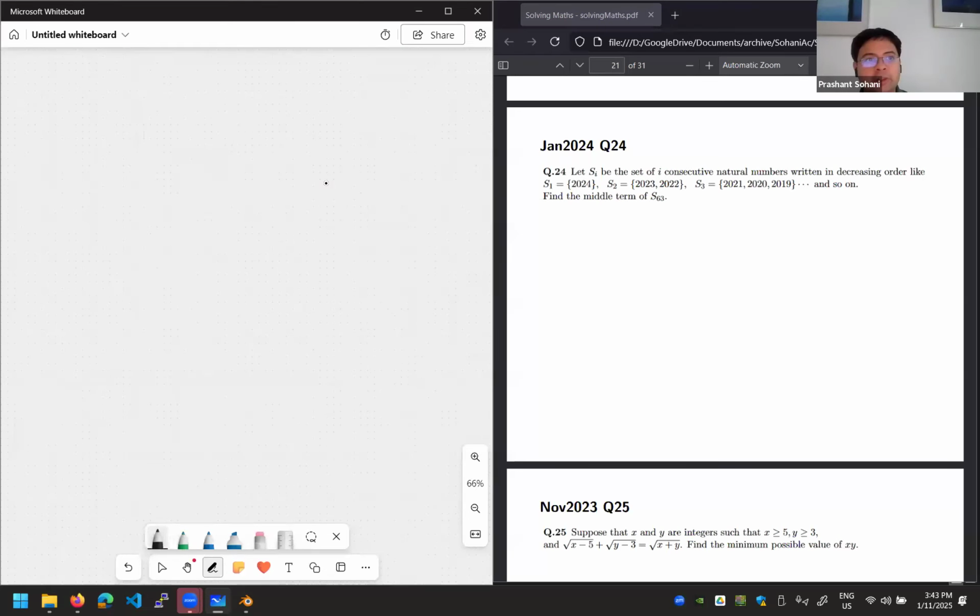So you have sets S1, S2. This time, once more you'll observe that the set is becoming larger in size, like S2 has two elements, S3 has three elements, like that. But now the numbers are decreasing, and so on. And they are asking us to find the middle term of S63. So S63 will have how many elements? 63 elements, correct?